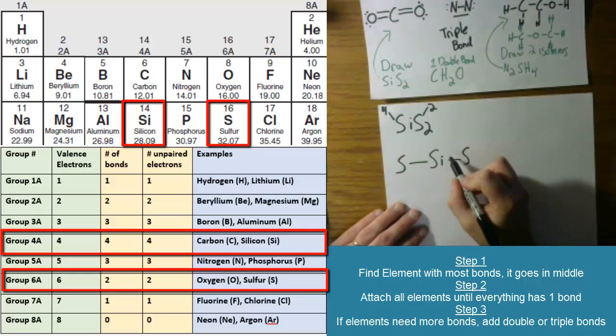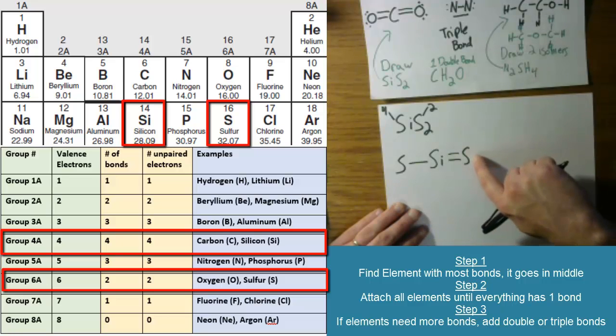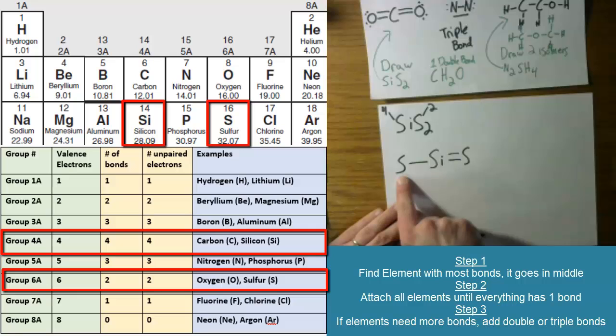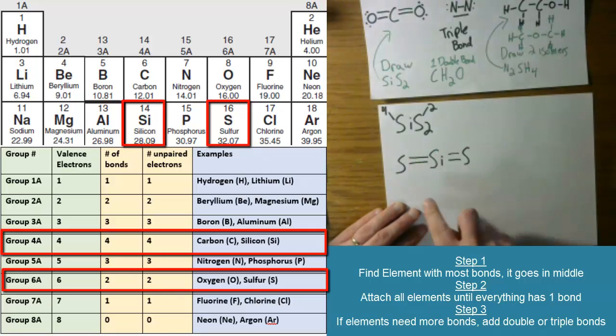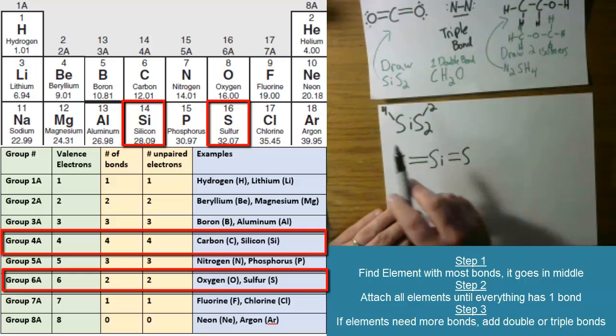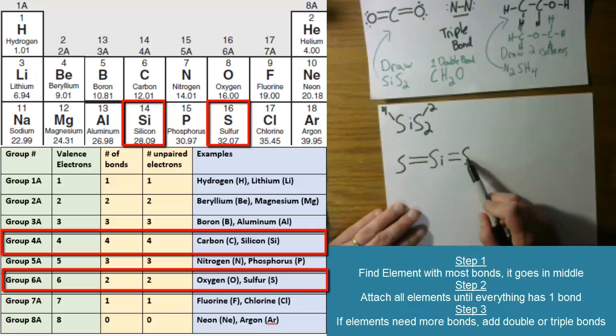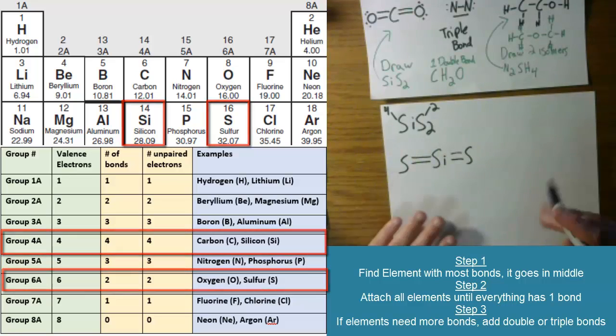So if you add a second bond here, now this sulfur has 2 bonds. Okay, that one's all set. This one is 1 short. Add the second, and now there are 4 bonds for the silicon. 1, 2, 3, 4. Checks out, all set. Sulfur both need 2. 1, 2, 1, 2. We're done.